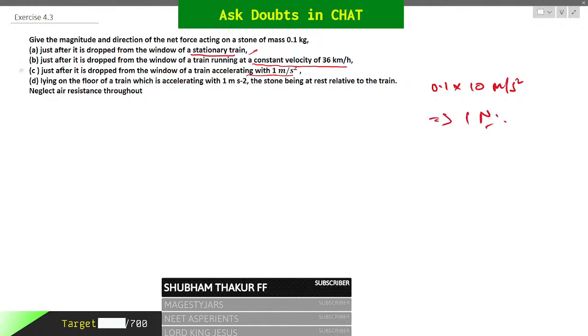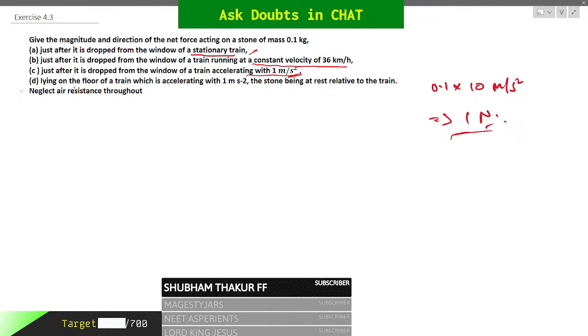The second scenario is just after it is dropped from the window of the train at the constant velocity of 36 km per hour. Since the train was running at constant speed, and when the stone gets detached from the train it is under the influence of gravity alone, the net force acting would be the same. In the third scenario, we have just after it is dropped from the window of the train accelerating. Again, the scenario is the same. The body has been detached from the train, so the answer would be the same.